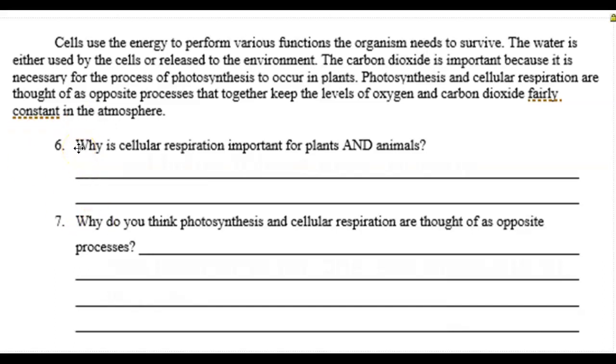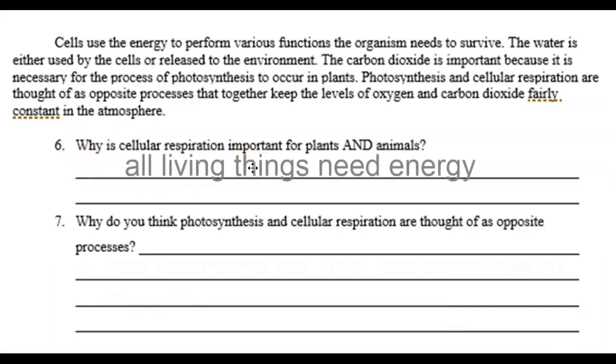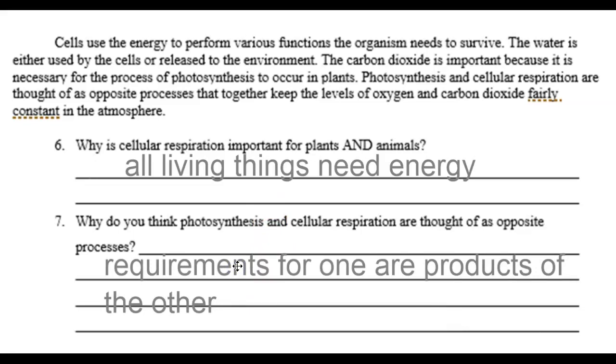Pause, answer, come back. Number 6, why is cellular respiration important for plants and animals? Well, all living things are going to need energy. So we need food. Food can be turned into energy. Number 7, why do you think photosynthesis and cellular respiration are thought of as opposite processes? They're opposite because the requirements of one are the products of the other. What one makes, the other needs. They're like flipped, opposite mirror images of one another.